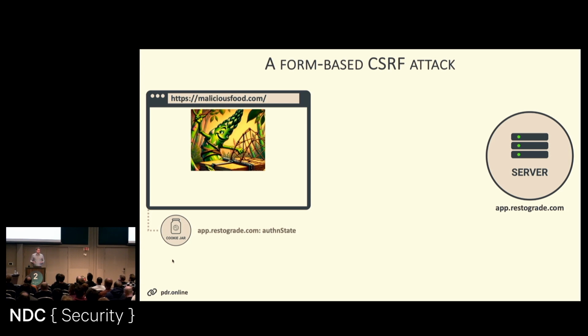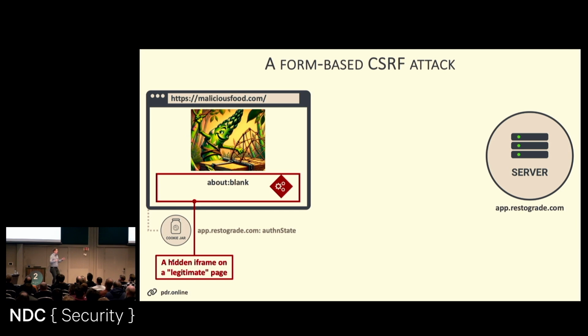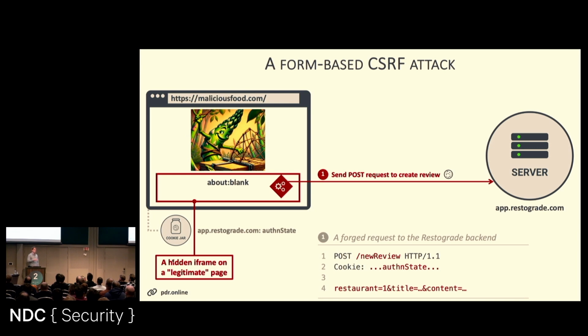Malicious food doesn't really look malicious. It just shows you some stuff, but behind the scenes, it has malicious behavior. Behind the scenes, the attacker is loading a hidden iframe, and in that hidden iframe, the attacker is creating a form, and the form will point to app.retrograde.com, and the attacker will automatically submit that hidden form, and it will trigger a request to our target application from your browser.